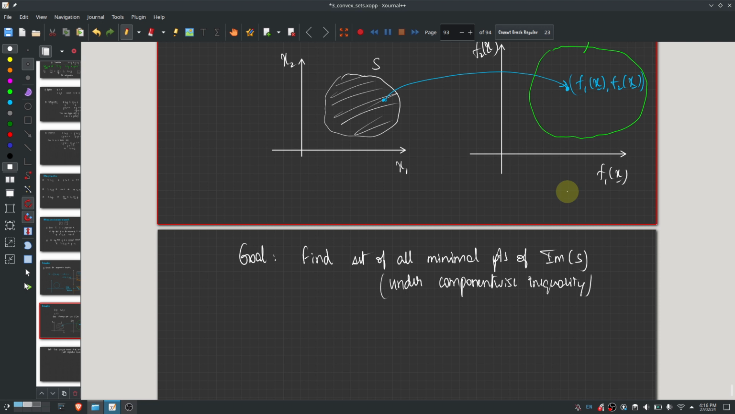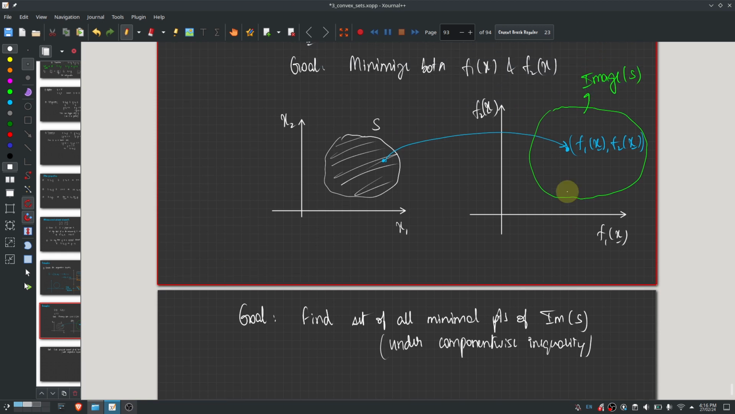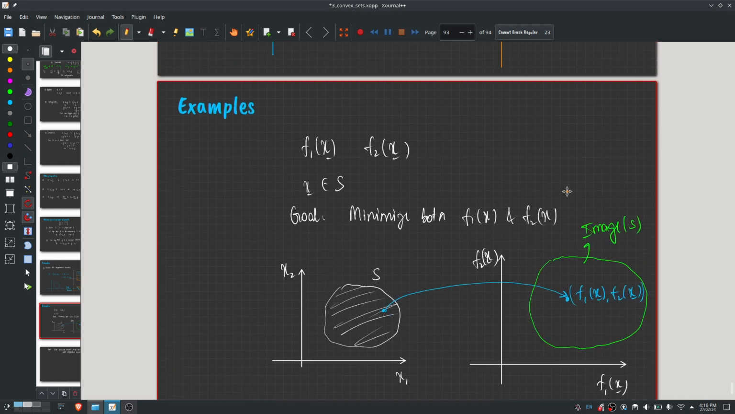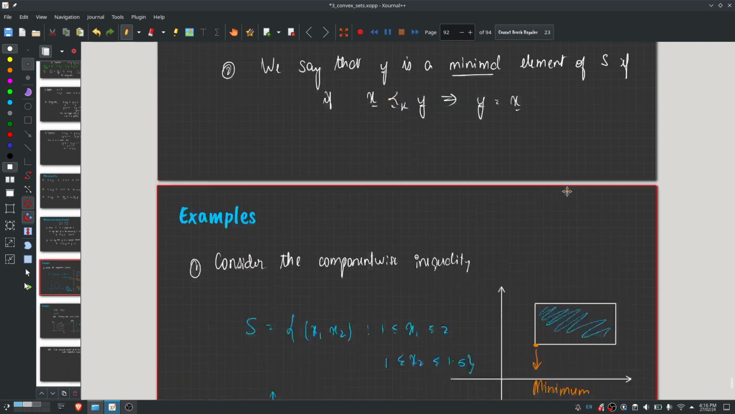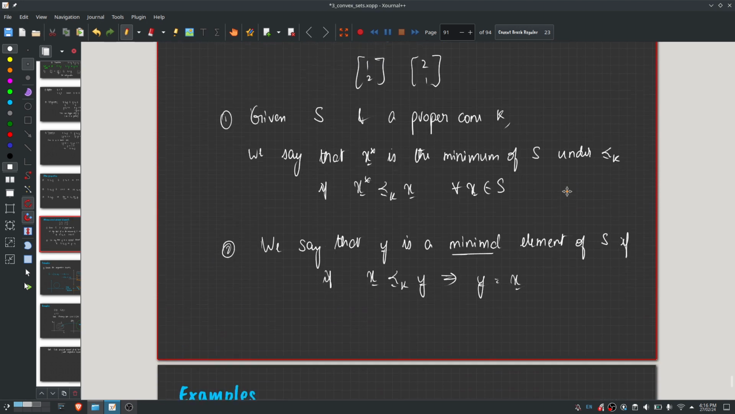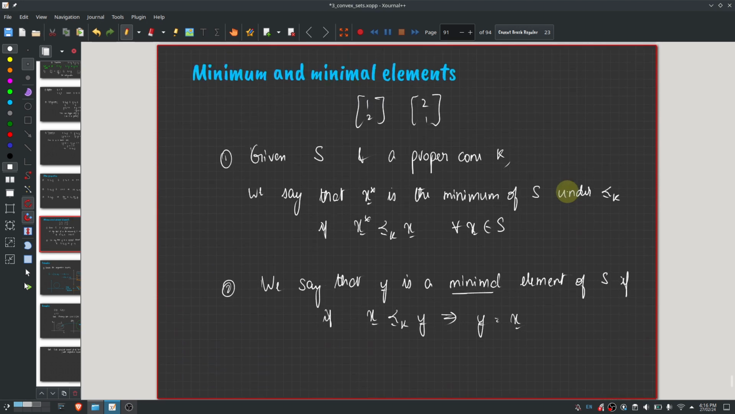Yes, every minimum point is minimal. Right? So if a minimum exists, then the set of minimal points is similar. Yes, exactly. So if x star is a minimum, then certainly the set of all minimal points is just a singleton set.